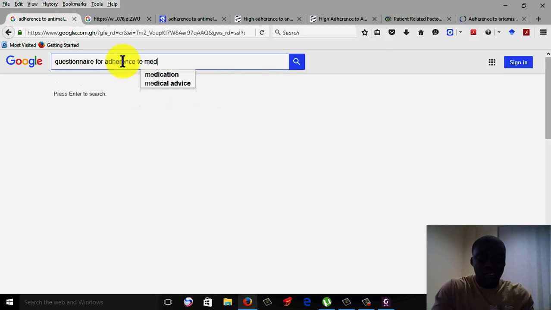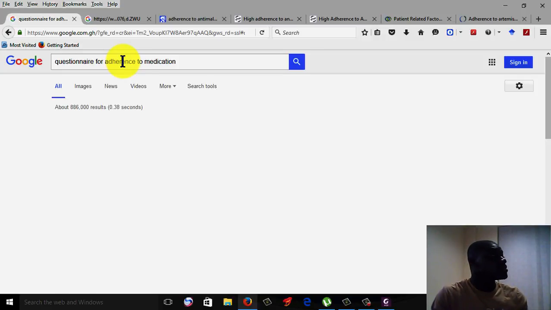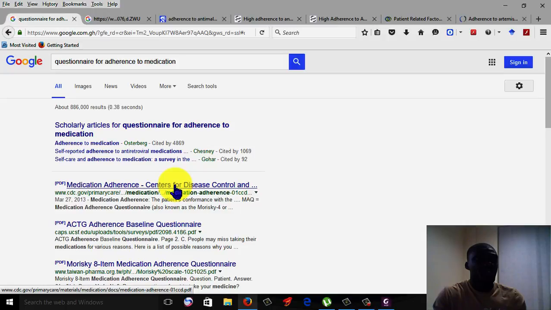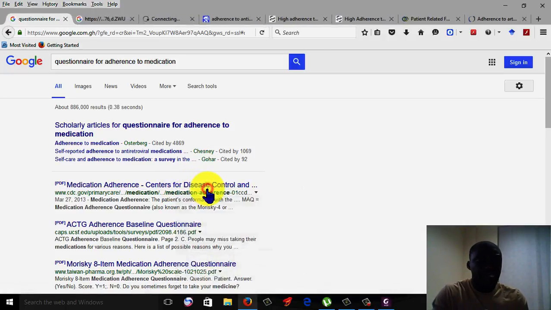Adherence to medication. Like you know how to search, you always search from general to what? To specifics. So let's see if there is something like that. There is something called medication adherence. That is a CDC, there's an ACTG baseline questionnaire, PDF.